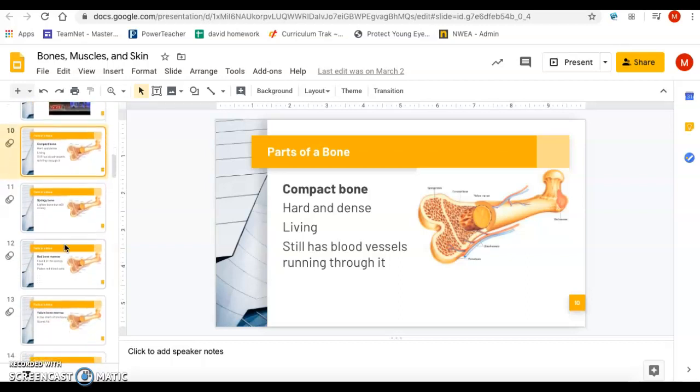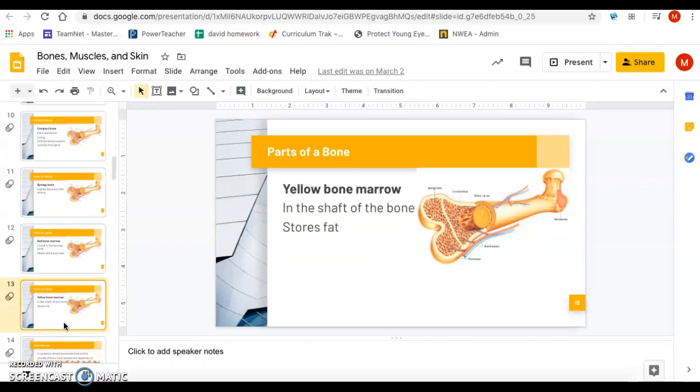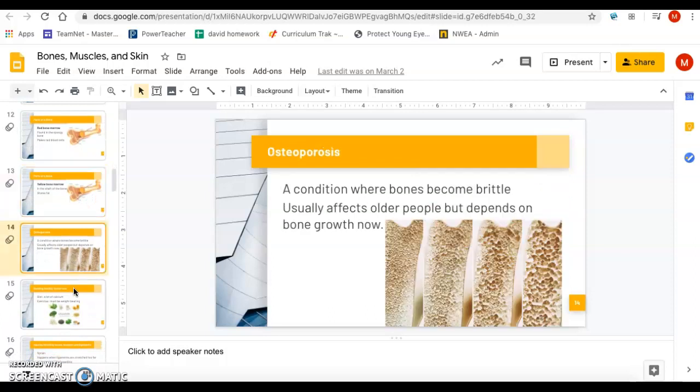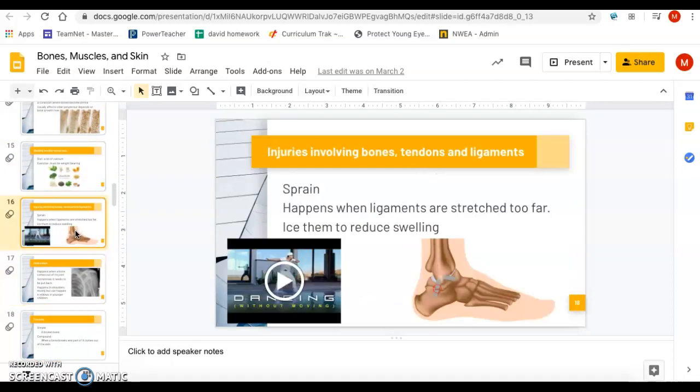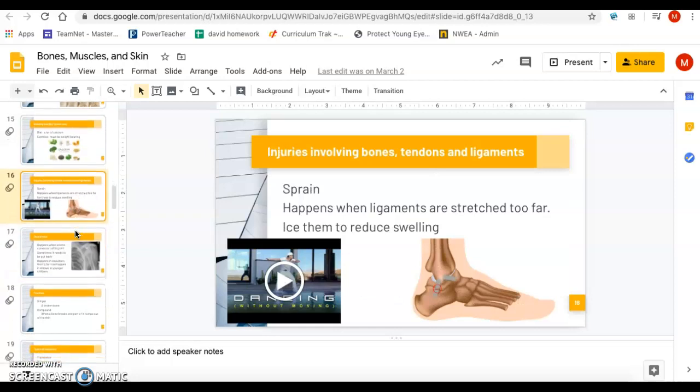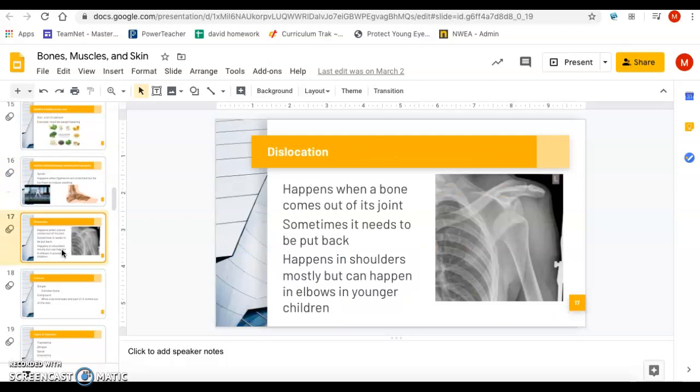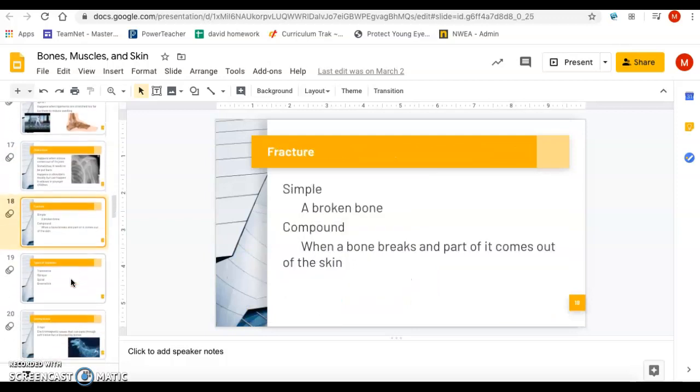We would do parts of a bone, you know, compact bone, spongy bone, different types of bone marrow, stuff like that. How to build healthy bones now. Then we went into injuries involving bones, sprains and breaks and dislocations and all that kind of stuff.